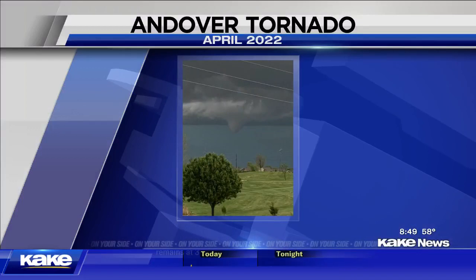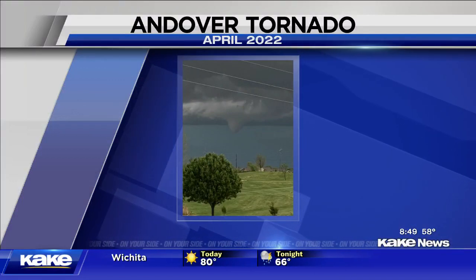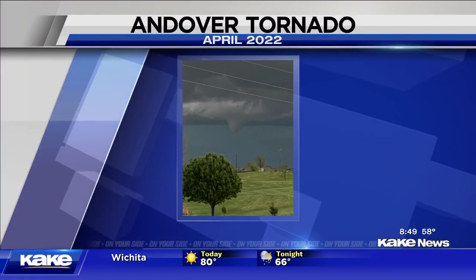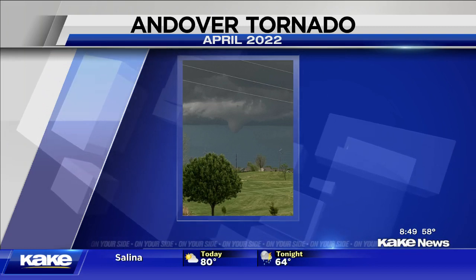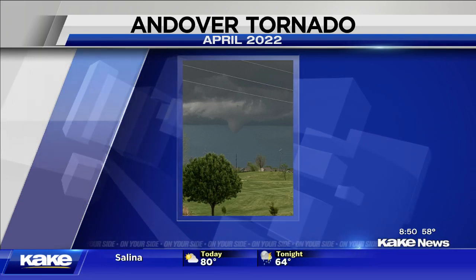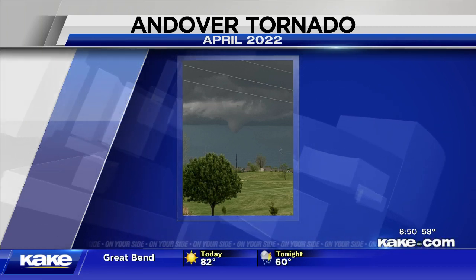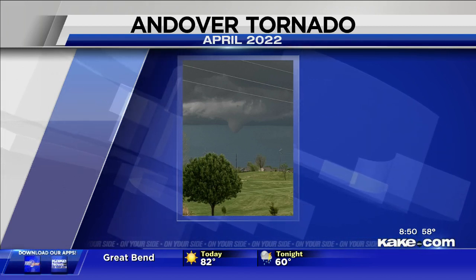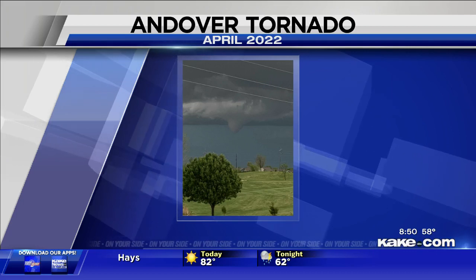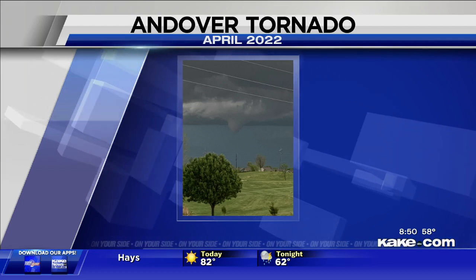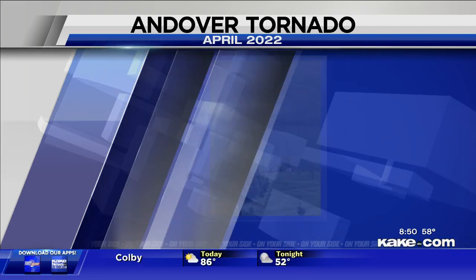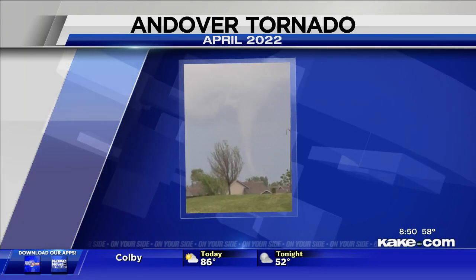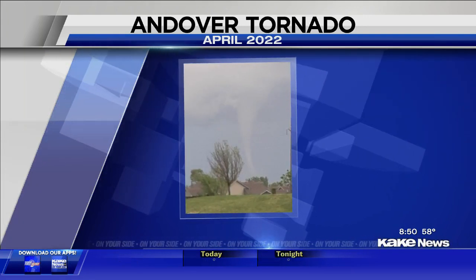I think it was about 8 o'clock, my daughter says, Dad, and sent me this picture. Dad, that looks like a real bad situation coming up. So we ran out the door. We're on the north side of Derby, by the way. Right. And that's what we saw. And then about 2 or 3 minutes later, this is what we saw. It was already down on the ground.